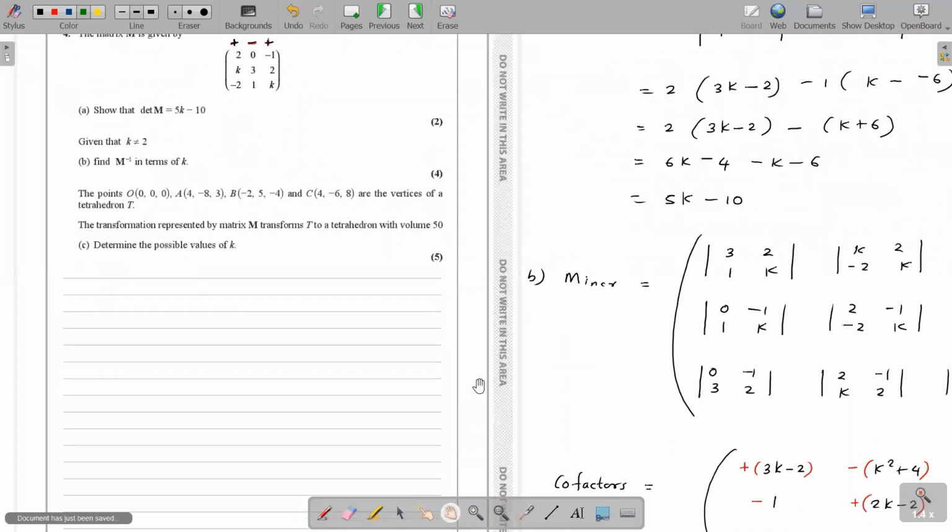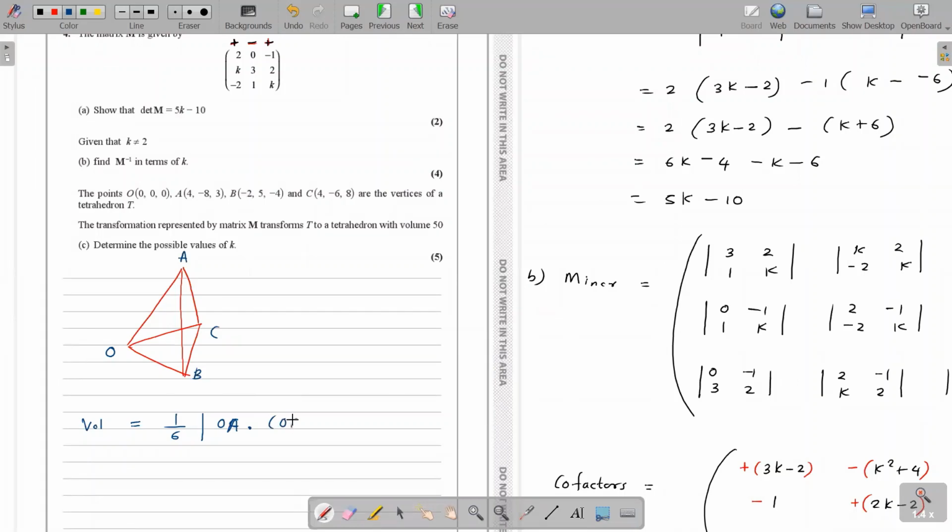So first things first, do you remember how to find the volume of a tetrahedron? Let me just draw this diagram here. This is O, this is A, this is B, and this is C. How do you get the volume of a tetrahedron? Volume of a tetrahedron is 1/6 of... it doesn't matter what the order of the coordinates is. We normally write OA dot OB cross OC, the triple scalar product.